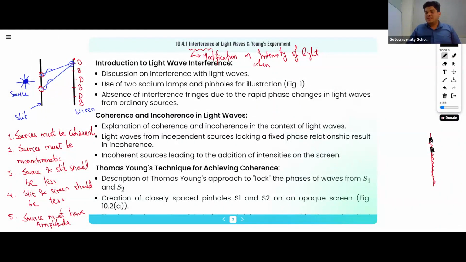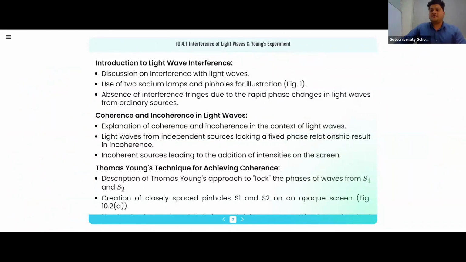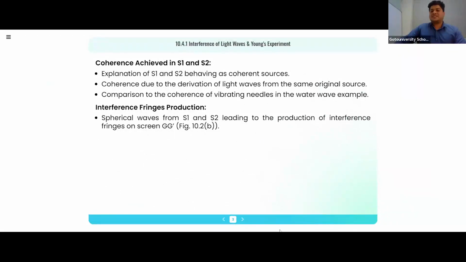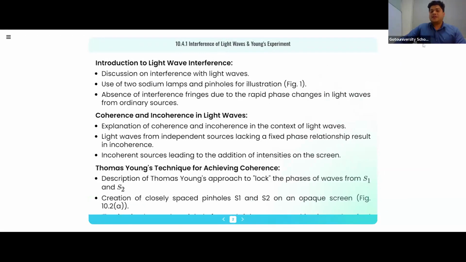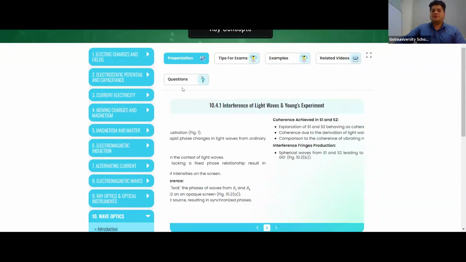So this will be your 0, this will be your 80, this will be your 0, this will be your 80, this will be your 0, and so on. So the modification in the intensity of light is known as interference. Okay, so this was the interference pattern explained by Young. Let's see some questions based on this.